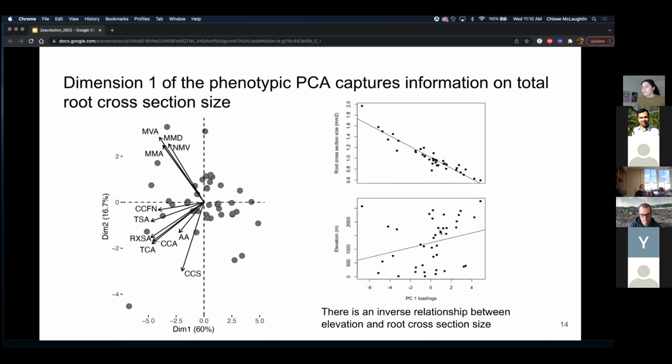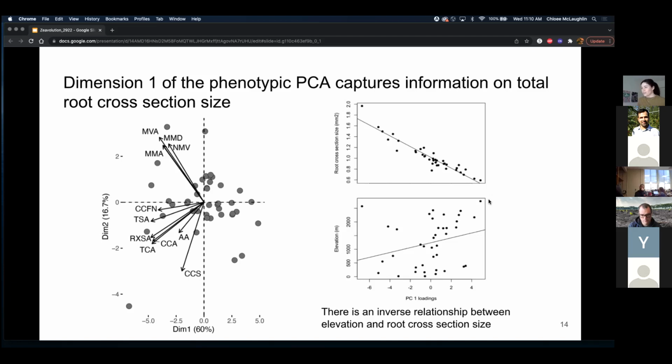And if we plot these PC loadings against information from the point of origin of these accessions, we can see an inverse relationship between dimension 1 and elevation, where individuals that are from lower elevations generally have larger cross-section sizes, and then the inverse is true when we go up to higher elevations. So this is maybe helpful, but less exciting.